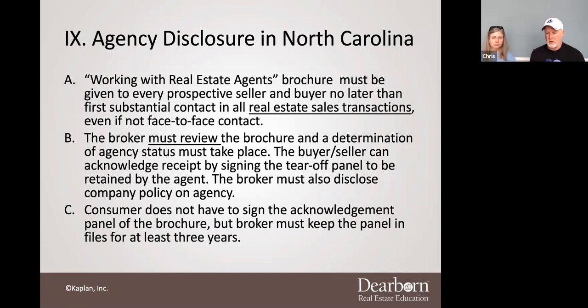Very, very important here, because as agents, it's our job to explain the agency options that are available. And then we ask the consumer, how would they like to be represented? So let's start off. Agency disclosure in North Carolina.